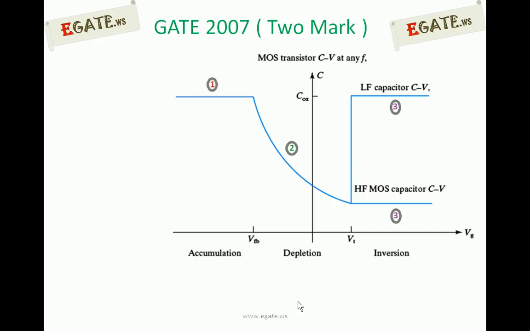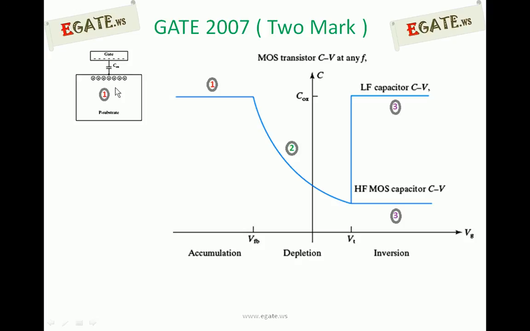Now these are the actual MOS CV characteristics, capacitance voltage characteristics at any frequency, which includes low frequency as well as high frequency. Till now, whatever we have discussed, we have drawn with this. Whenever we apply a gate voltage less than the flat band voltage, that is, whenever negative voltage is applied, then the effective capacitance is COX.